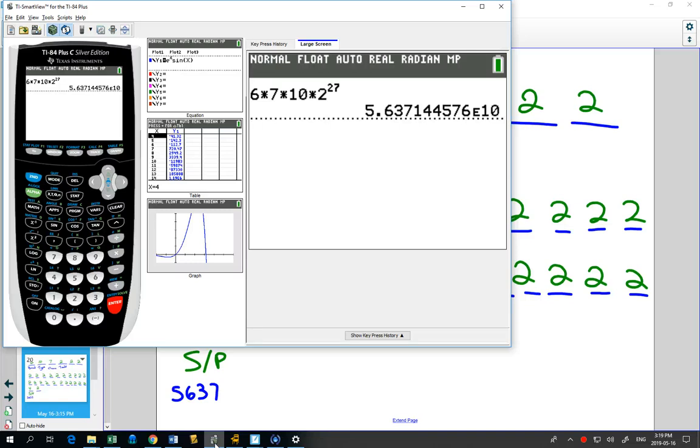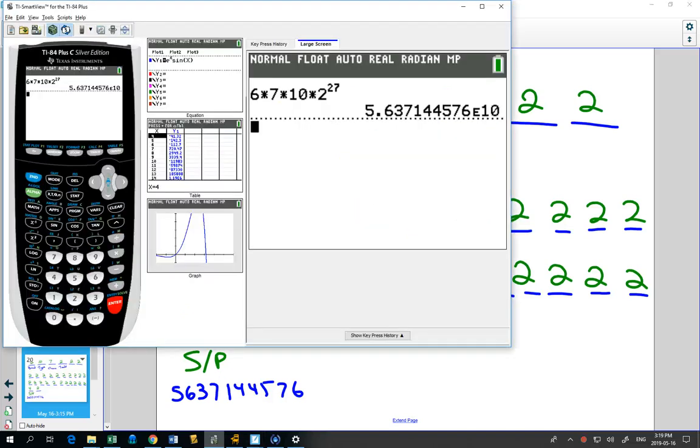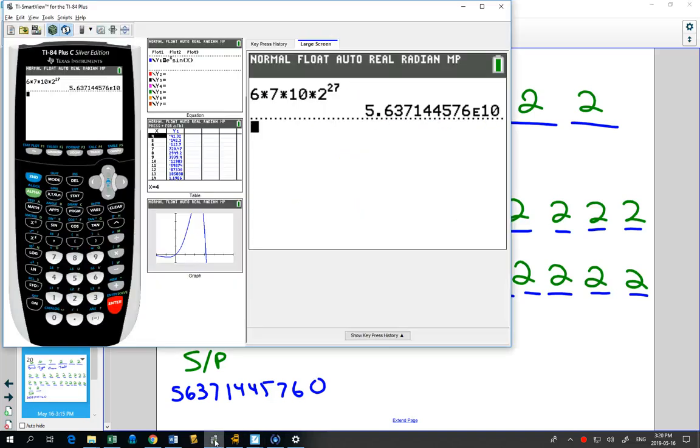1, 4, 4, 5, 7, 6. Now, there's other numbers after this, but I'm just going to represent them with zeros because they don't show up on my calculator. It's 10. 1, 2, 3, 4, 5, 6, 7, 8, 9. Okay. There we go. Nice.